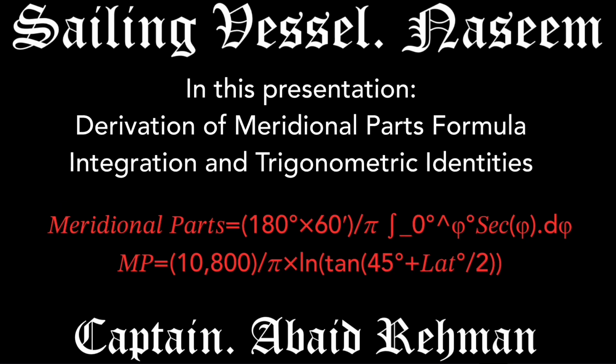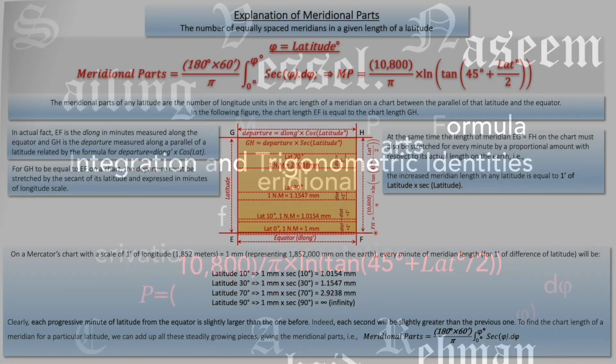This presentation is a continuation of my last video in which I gave detailed information about Mercator's projection. The fundamentals of a Mercator projection are the meridional parts, and meridional parts are required to calculate the courses or the true tracks on Mercator charts.